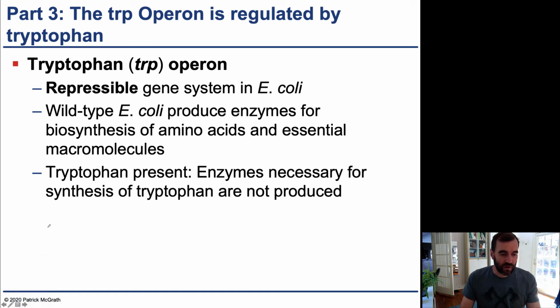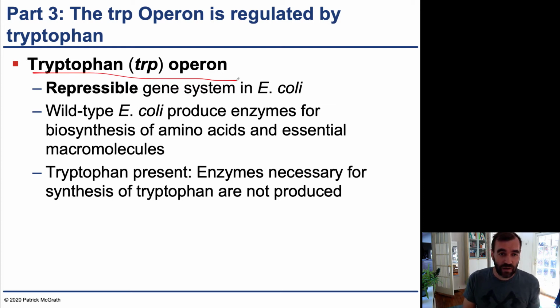All right, for the final part of this chapter, we are going to cover the regulation of the tryptophan operon. So we're switching to a completely different part of the chromosome, and this is a part of the chromosome that contains a number of genes that are necessary for the biosynthesis of tryptophan.